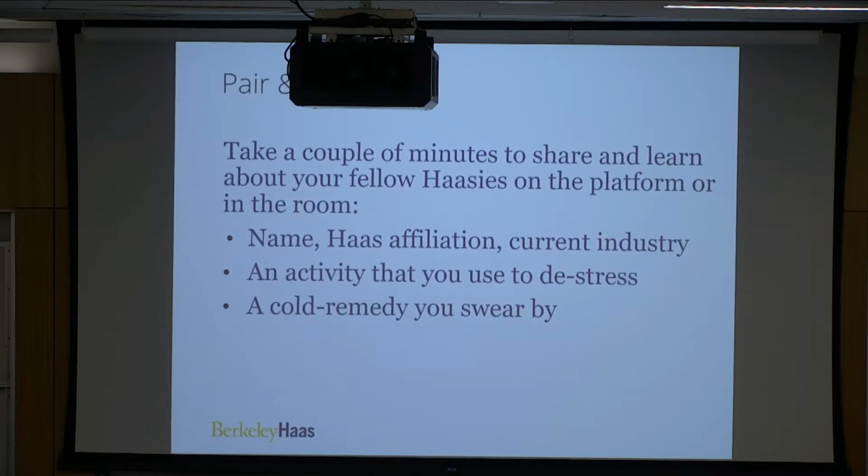And then, given the season, we thought a fun one to share is, like, what is that home remedy, your go-to cold remedy that you swear by or that was used in your family growing up? So, little pair share time.